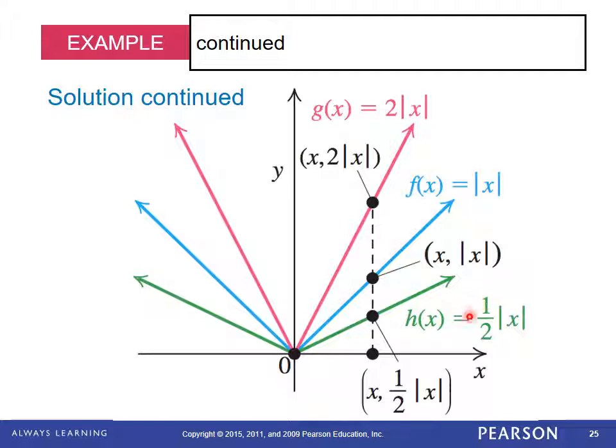For numbers between 0 and 1, it's called a vertical compression, which means it's going up slower or going down slower. So if you want to maybe write that in, if this number here, we call it a, if a is greater than 1, we say it's a vertical stretch. If a is between 0 and 1, we call it a vertical compression.